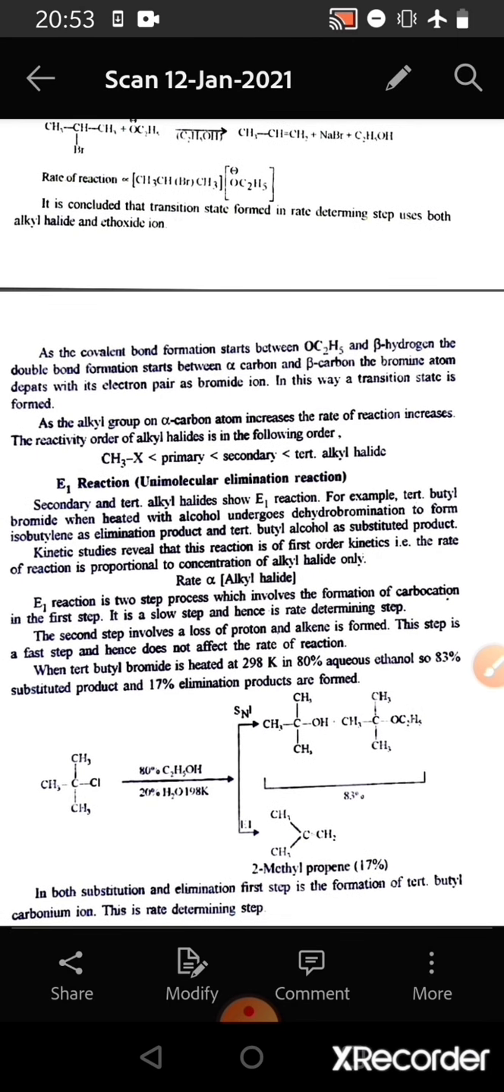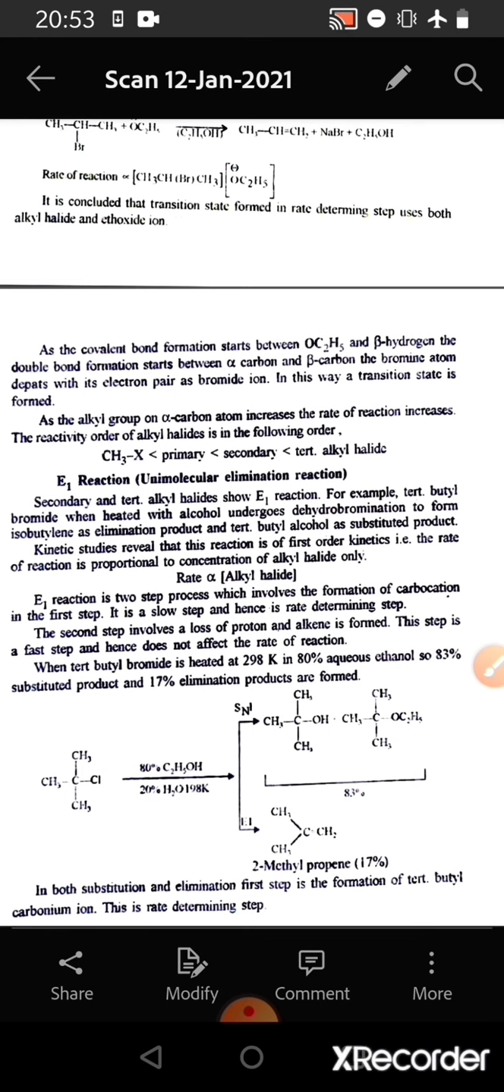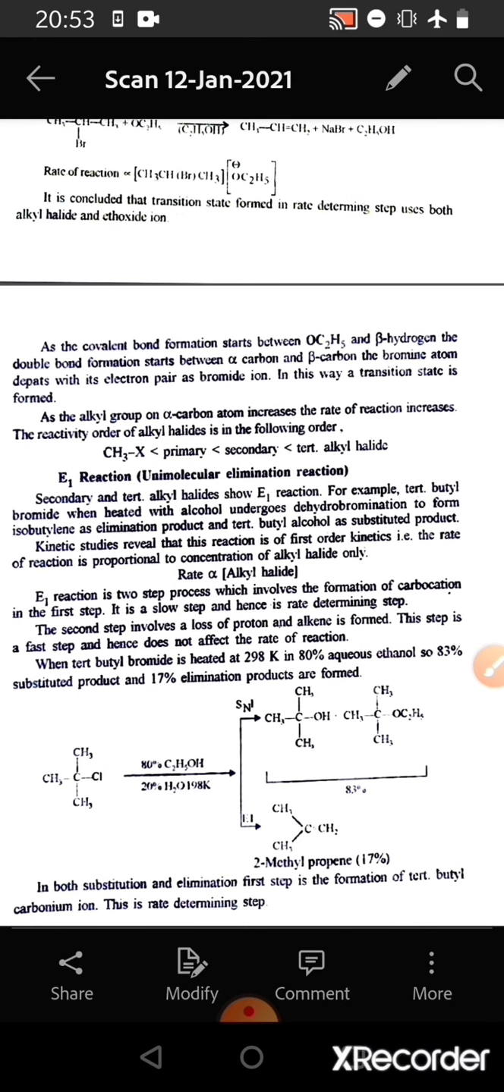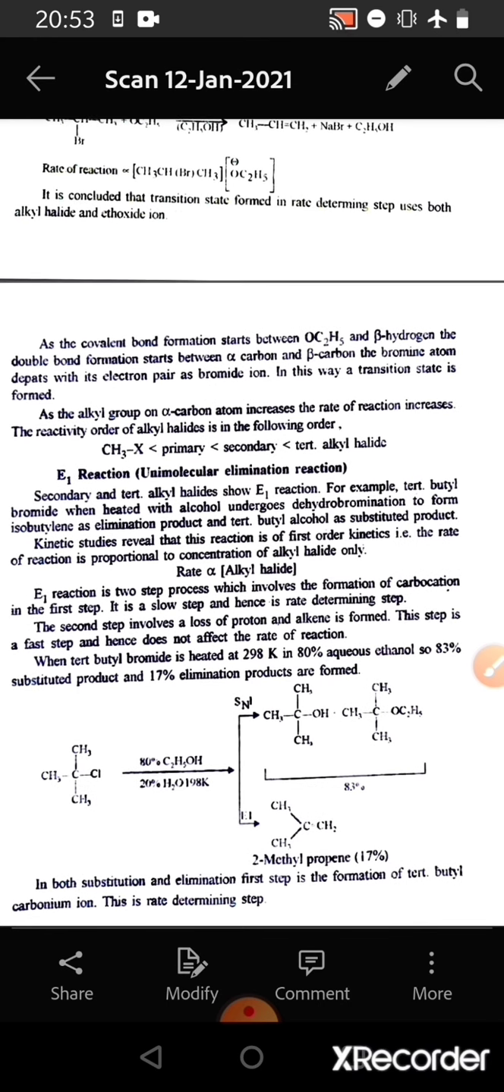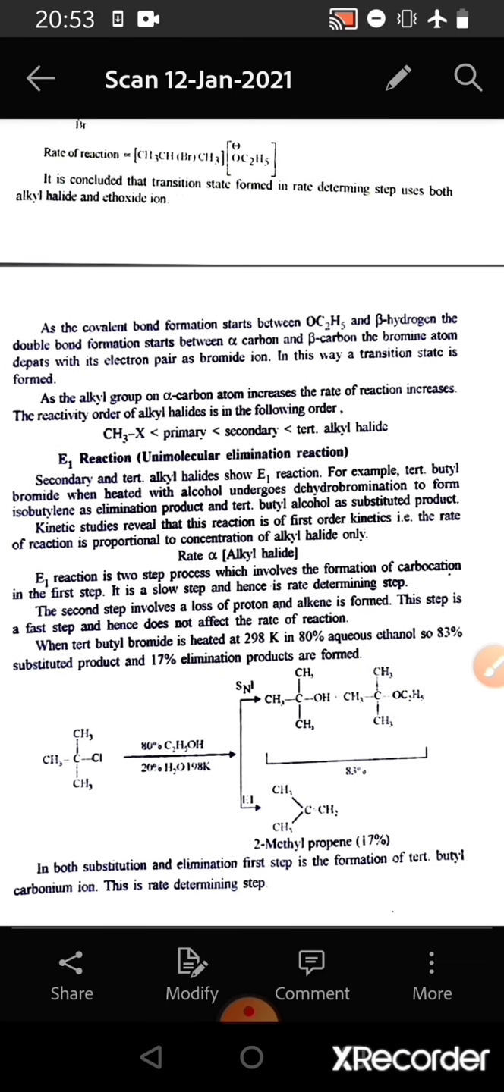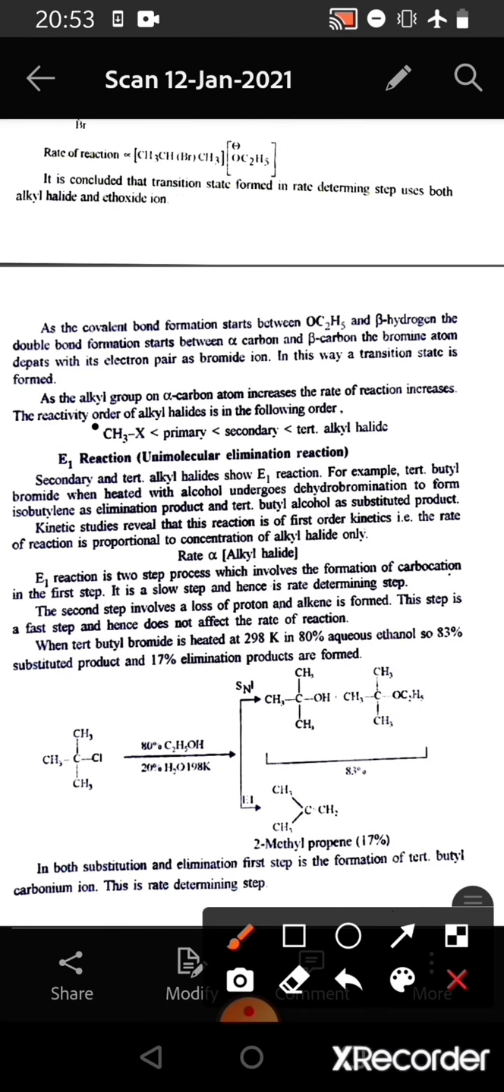As the alkyl groups on the alpha carbon atom increase, the rate of the reaction increases. The reactivity order of the alkyl halides is as follows. The reactivity of the methyl halide is lower than that of the primary alkyl halide, the reactivity of the primary alkyl halide is lower than that of the secondary alkyl halide, and the reactivity of the secondary alkyl halide is lower than that of the tertiary alkyl halide.